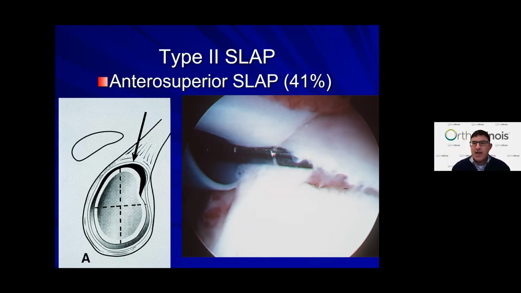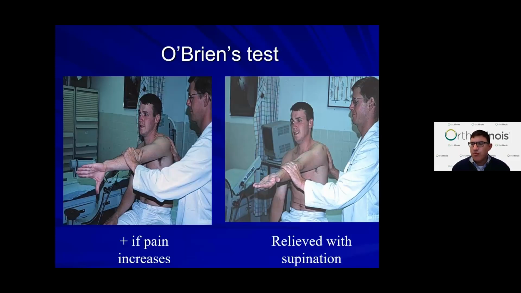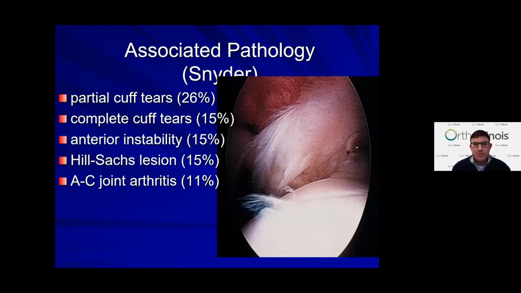In the interest of time, I'm going to skip ahead. There's a couple of throwing things we can skip. An O'Brien's test is something that's commonly done in the office. It is done with the arm brought in front of your body, and the patient lifts up against our hand, and that is stressing the biceps tendon to see if it's unstable.